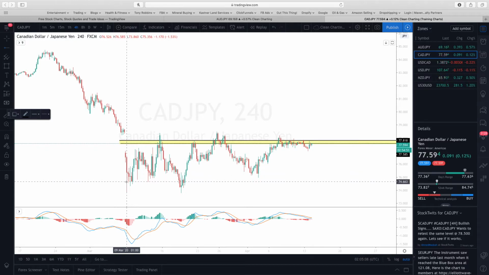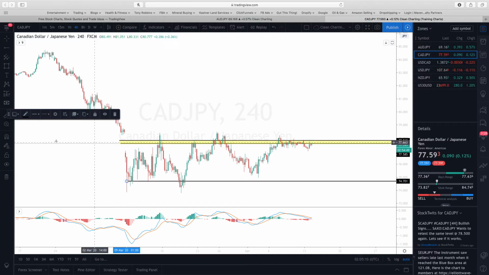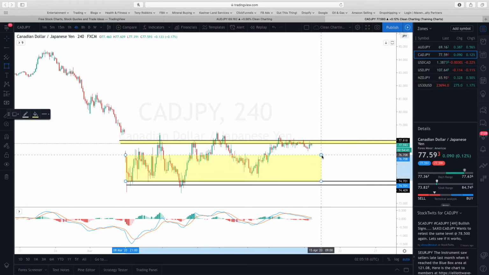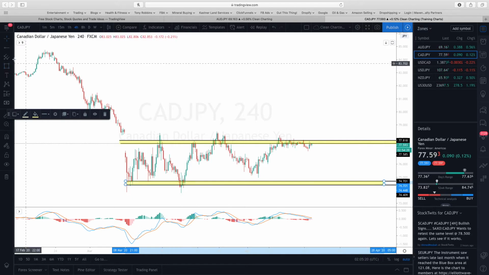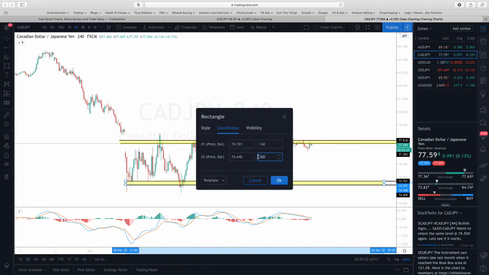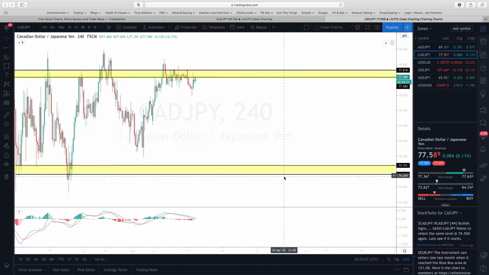So I'll probably come in right here, and maybe something like this, and then draw my box, extend it out 5,000, and so then we have our nice zones right there.